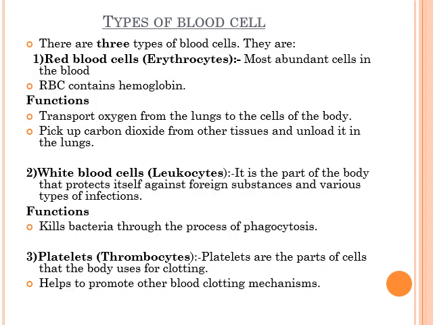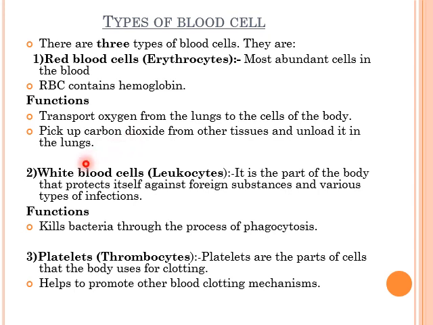Now transportation is being carried out by three types of blood cells. The first type of blood cell is the red blood cell, which is also known as erythrocytes. They are most abundant in the blood, and they carry oxygenated blood, and they have a red pigment which is also known as hemoglobin. The function of the RBC is to transport oxygen from the lungs to the cells of the body, and it picks up carbon dioxide from other tissues and unloads it in the lungs.